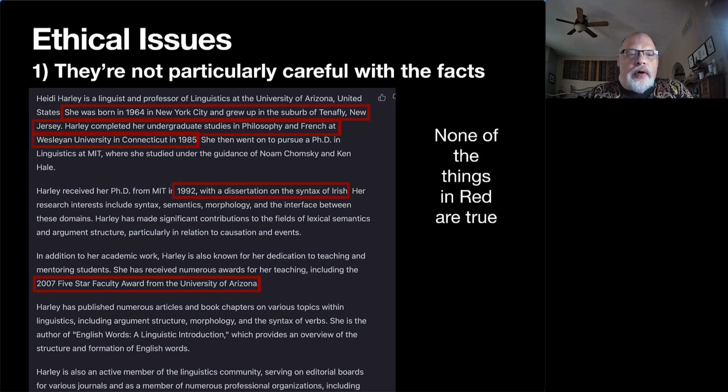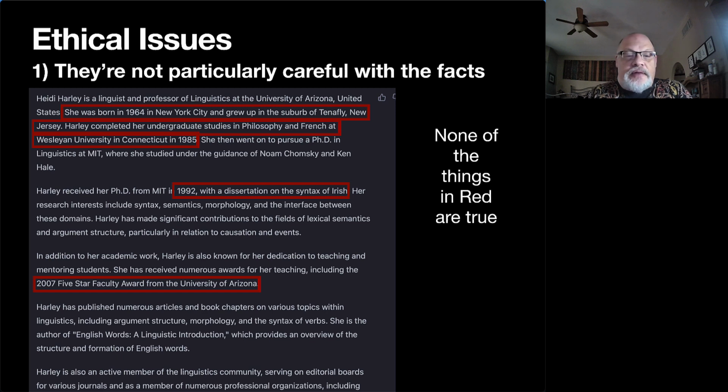So she wasn't born in 1964. That ages her by 5 years. She wasn't born in New York City. She didn't grow up in New Jersey. She didn't complete her undergraduate degree in philosophy and French at Wesleyan. She actually studied in Newfoundland.